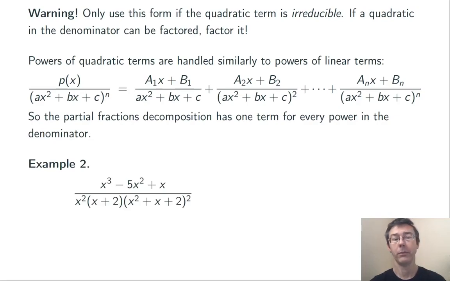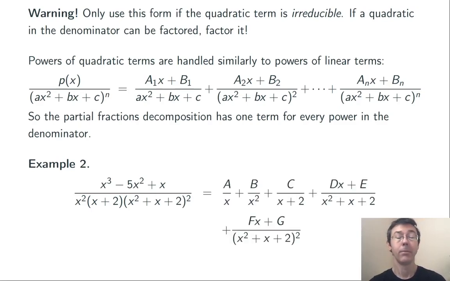Let's do a few examples. x cubed minus 5x squared plus x over x squared times x plus 2 times x squared plus x plus 2 quantity squared. Here that last quadratic is irreducible. b squared minus 4ac is 1 minus 8, negative 7. That's less than 0, so it can't be factored anymore.